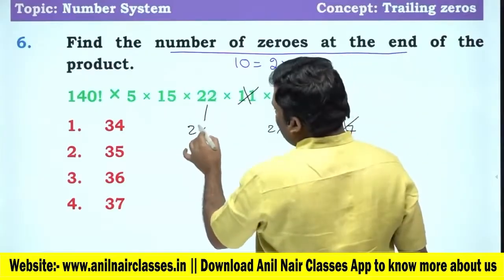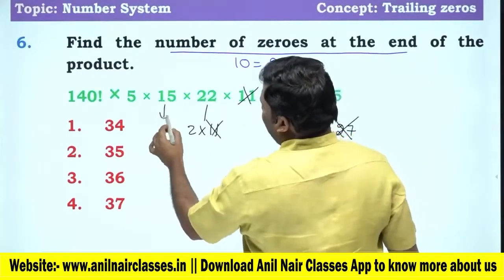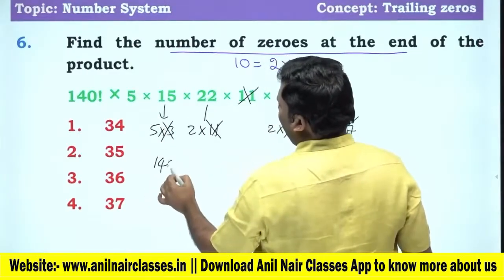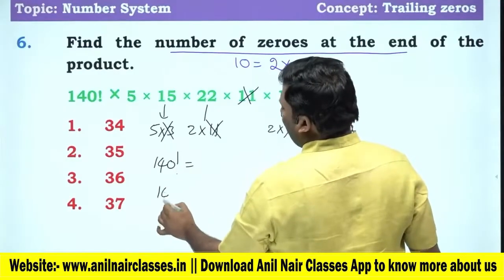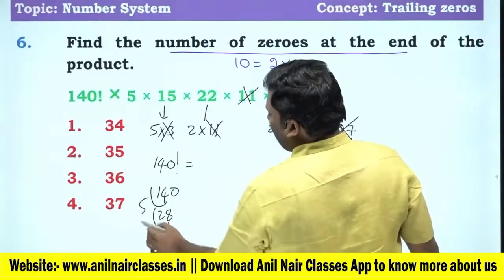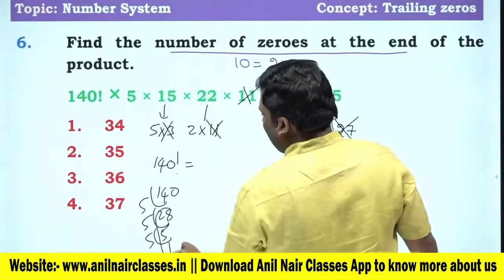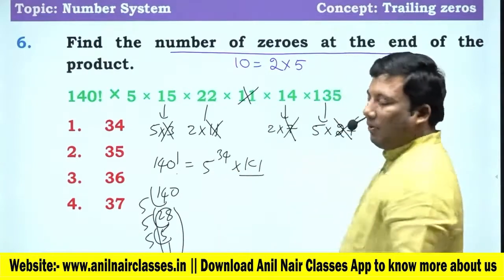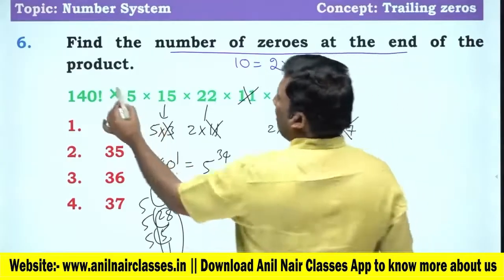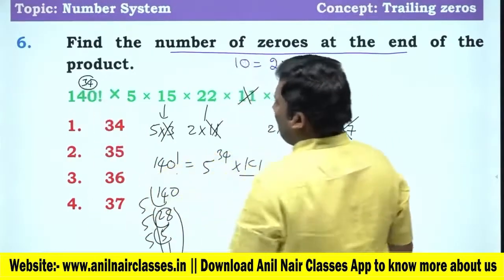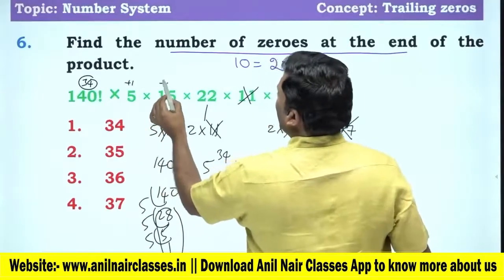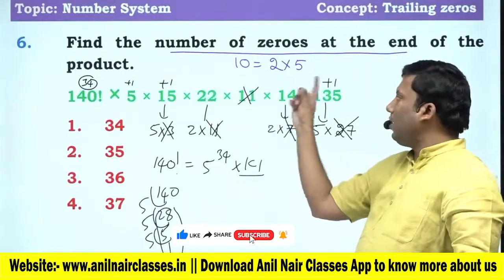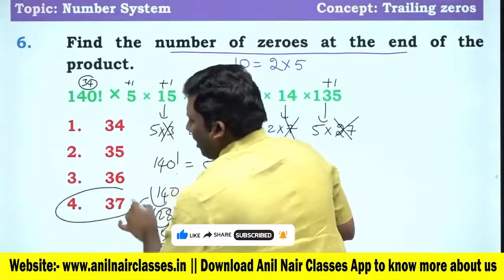22, it is 2 into 11. 11 I don't require. 15, it is 5 into 3. 3 I don't need. 5 I need. 140 factorial. The highest power of 5 will be 5 28s are, 5 5s are, 5 1s are, which will be 5 power 34 into K1. The power of 2s will be more. So here I got 34 5s. Here I got another 5. Here I got another 5. Here I got another 5. So 34 plus 1 plus 1 plus 1. The answer for this question is 37.